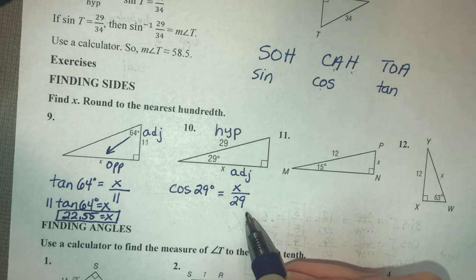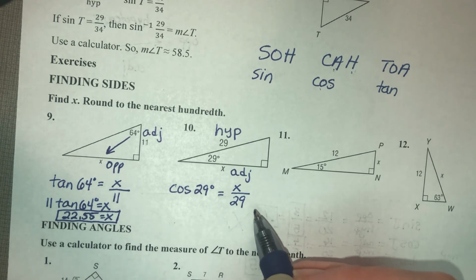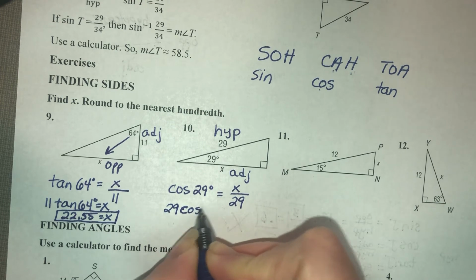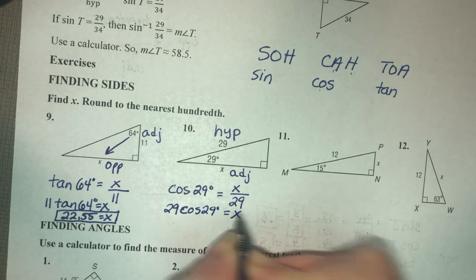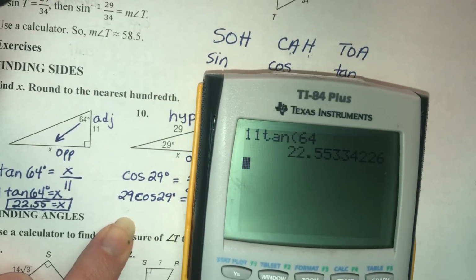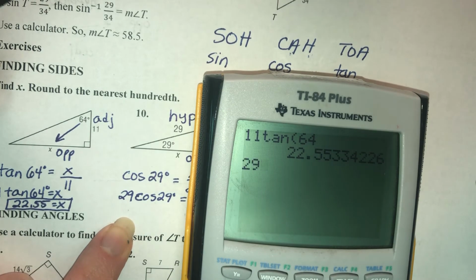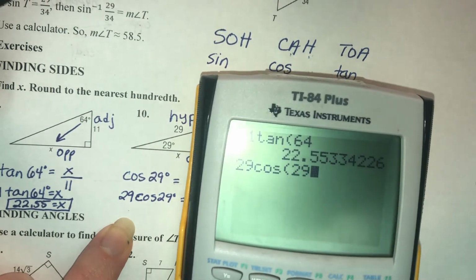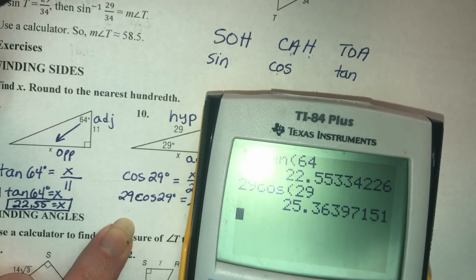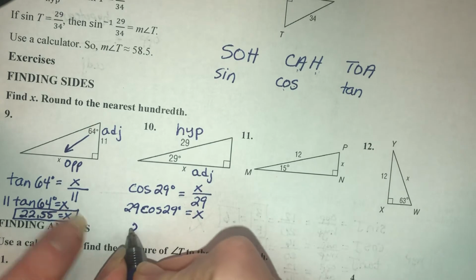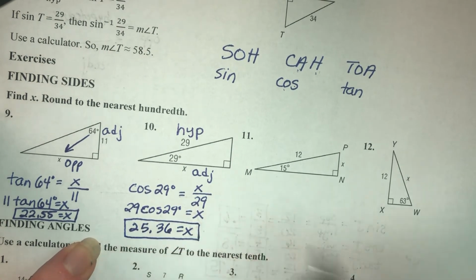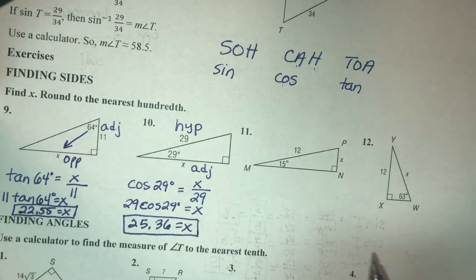Now, to get the x by itself, I have to multiply both sides times the 29 because it's divided by 29. So, now I'm going to go to my calculator and type 29 cosine 29. And that gives me 25.36 rounded to the hundredths place. 25.36 equals x.